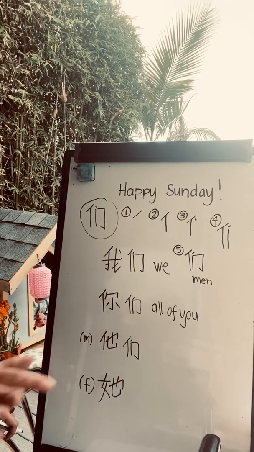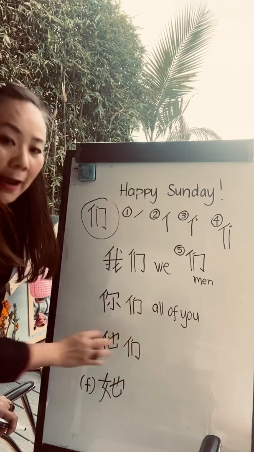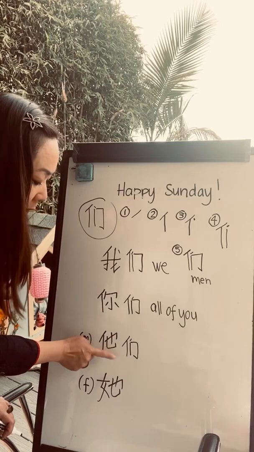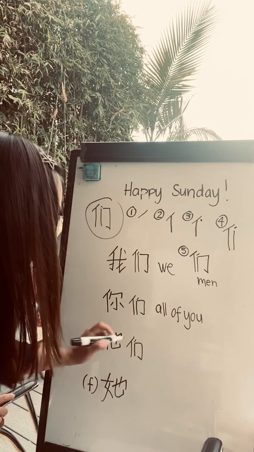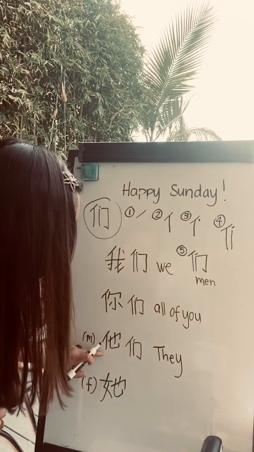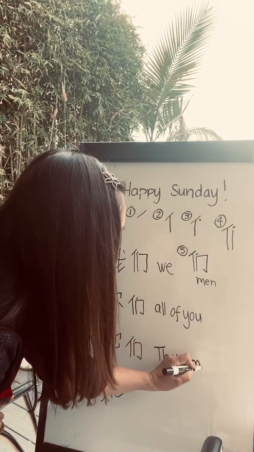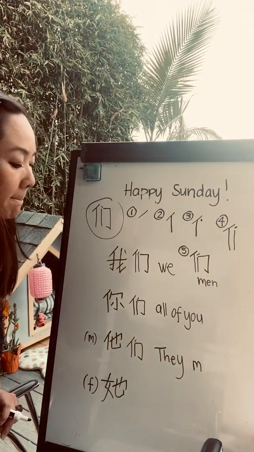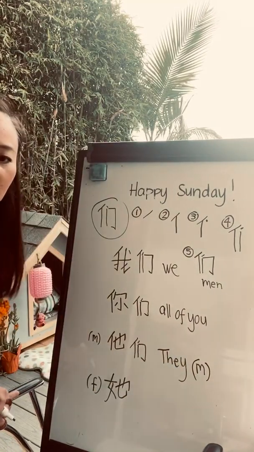If you have a group of all females but just 2 males, you're still going to use the masculine. So as long as you have a male in that group, you have to go to the masculine word and write that one. All right, so I'm going to write they, and then remind you that when you write this character in front of men, then you are writing that this is a group of masculine or males or men. Okay, so I put M there for masculine.